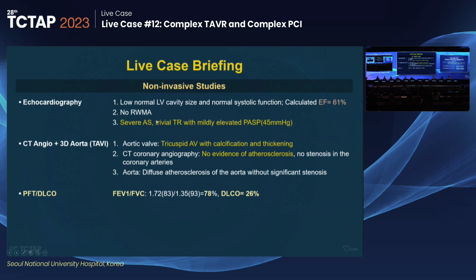Echo showed normal ejection fraction with severe AS. CT angio showed tricuspid aortic valve with calcification and thickening. No evidence of atherosclerosis in coronary artery. On PFT, the FEV1 and FEV/FVC ratio is about 80% compared to peer group. DLCO, diffusion capacity, is very poor, 26%.